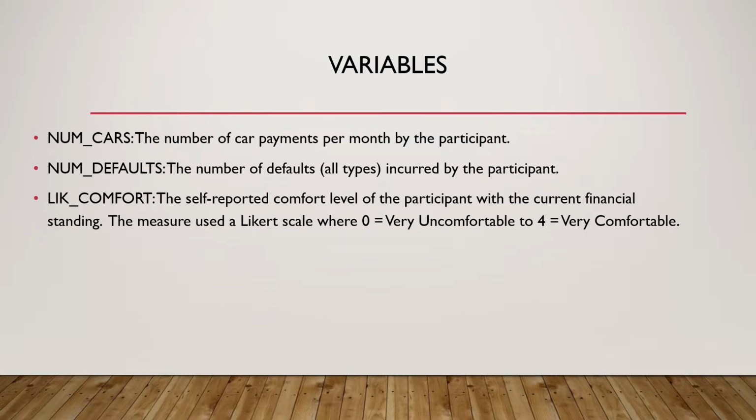Next, we will take a look at the variables that will be used in our chi-square test. NumCars refers to the number of car payments per month by the participant. NumDefaults refers to the number of defaults incurred by the participant. LikeComfort is the self-reported comfort level of the participant with the current financial standing.